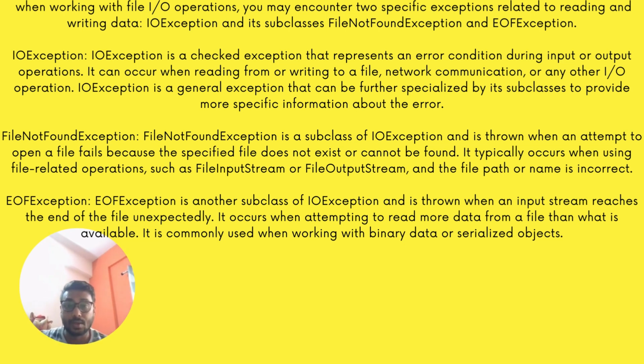Also, in the case of network communication, an IOException can happen. Basically, IOException is a general exception that can be further specialized by a subclass to provide more specific information about the error. So IOException is a checked exception that represents an error condition during an input or output operation.